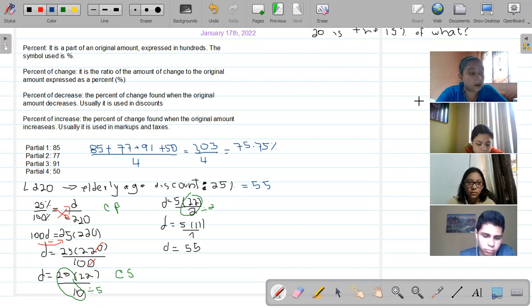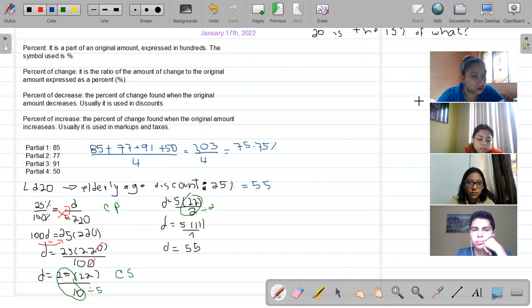So our grandparent, our grandmother, our mom, our dad, whoever is elder age, will be paying 220 minus the 55. Why minus? Because it is a discount. Discount decreases, so you subtract. If it was a markup, you add, okay? In this case, we subtract. So 220 minus 55, that person is going to pay 165 lempiras only. Okay, and that's how we find the elder discount.